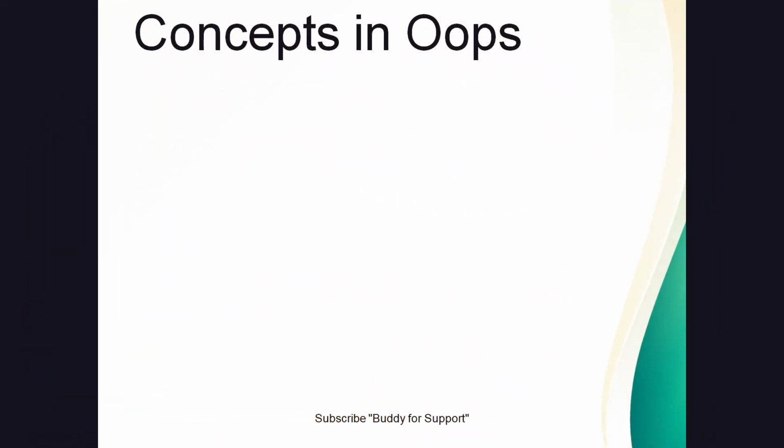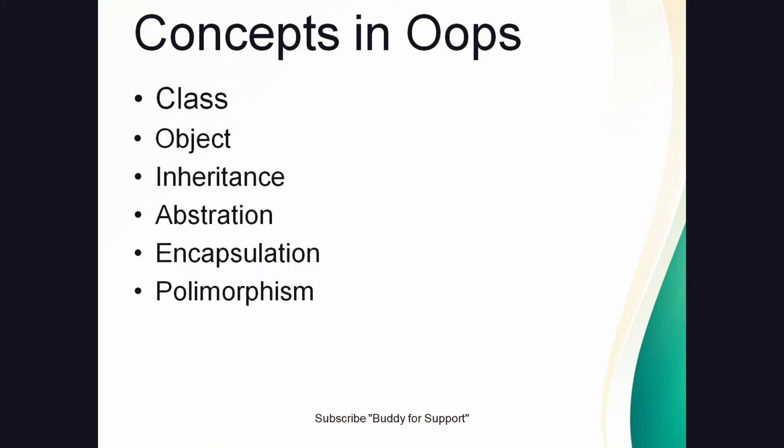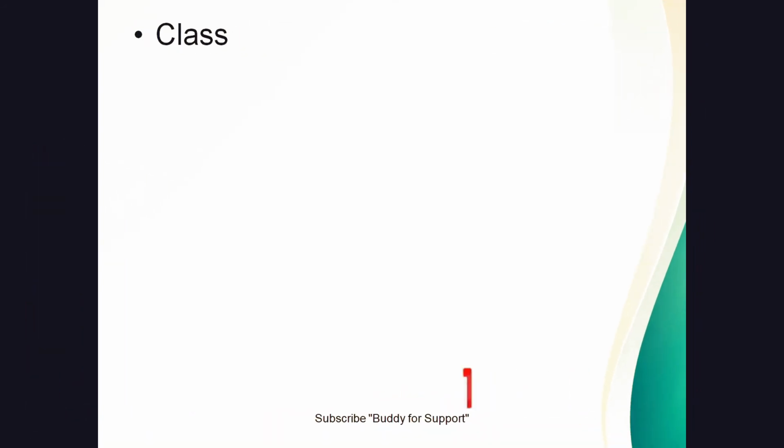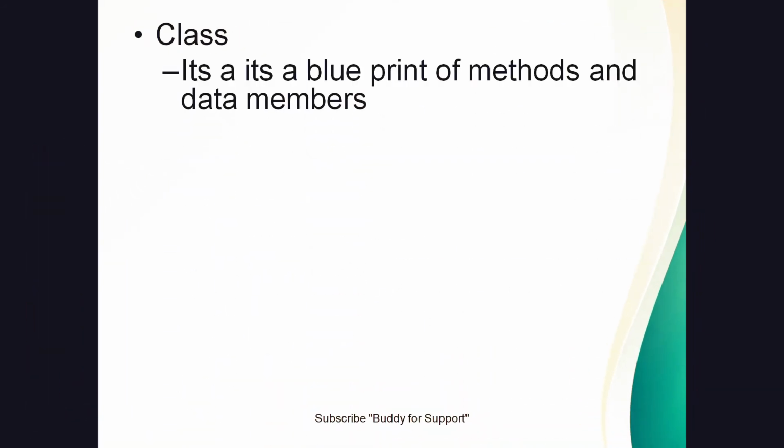Concepts of OOPS: class, object, inheritance, abstraction, encapsulation, and polymorphism. Let's look at individual concepts. Class. It is a blueprint of a method and data members. Example, we have animal class.